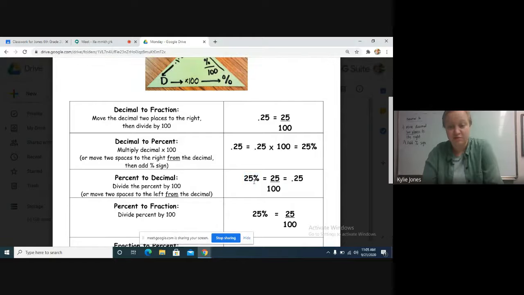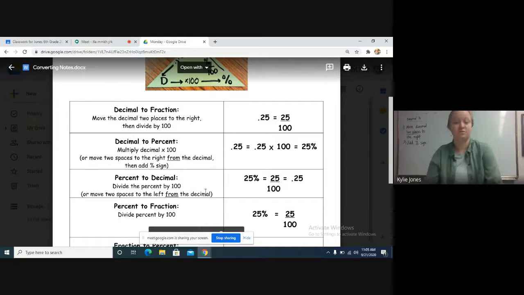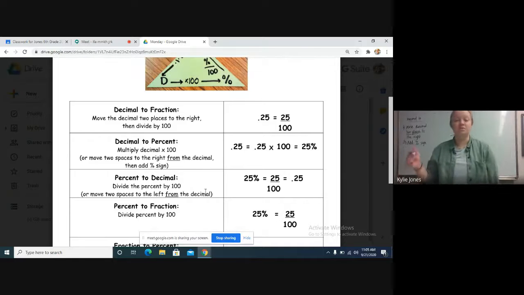The decimal is after the 5. You're going to move it 2 places to the left. 1, 2, and it ends up in front of the 2, which is where you get 0.25, 25 hundredths. So percent to decimal is the exact opposite. You just move it 2 places to the left instead. Does that make sense?